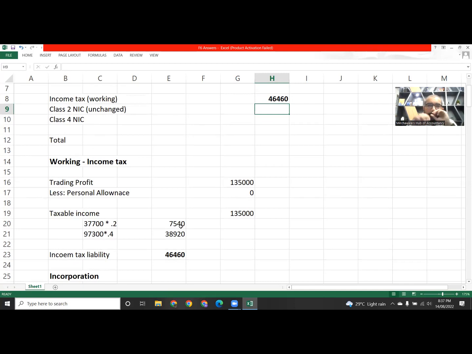Okay. Now, what will be the class 2 NIC? I just told you class 2 NIC is always a fixed number. Class 2 NIC doesn't change with the trading profit. So class 2 NIC, previously written in the question as 159, remains the same. And now what about class 4 NIC? I just explained using my iPad. The class 4 NIC will change a little bit. Yes, the existing class 4 NIC, plus 35,000 times 2%. Existing class 4 NIC was 4,658 plus 35,000 times 0.02. This will be the working. Okay, let me do it here.